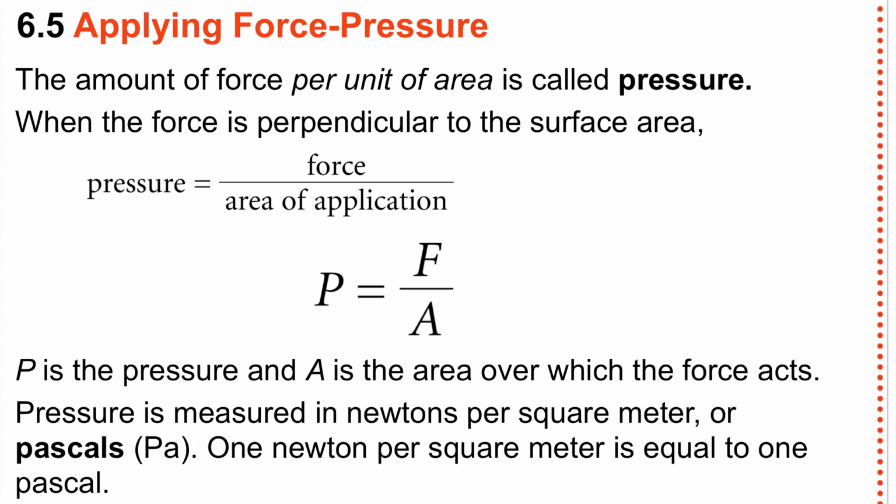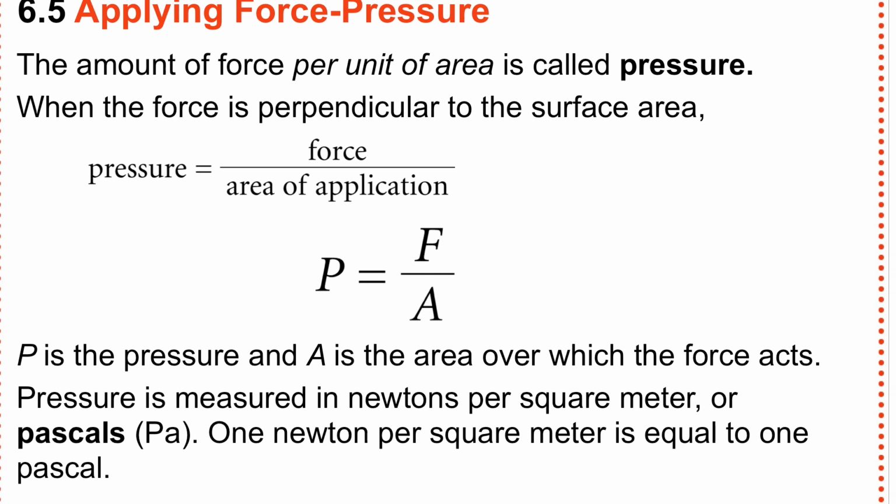So if the force here is a Newton, and your area is a square meter, the pressure of 1 Newton per square meter is called a Pascal. And you're going to see pascals when we use air pressure. When we look at the gases, we'll use pascals as one of the possibilities of gas pressure.